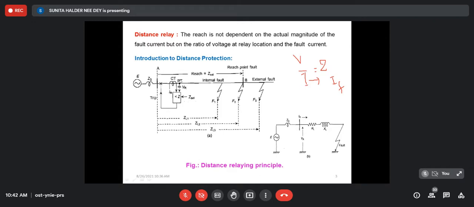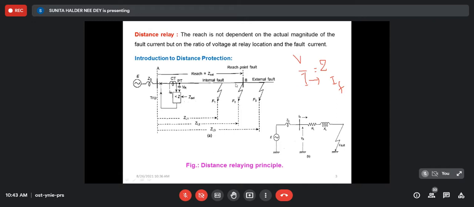Similarly, when it is not operating for any fault, say near to B up to a certain distance, that means it is unable to identify the fault within its reach. That is why it is called underreach. So it is supposed to provide protection for a 200-kilometer line, but it is giving protection for only a 150-kilometer line. So beyond 150 kilometers, it is in the underreach condition. On the contrary, if it is designed to provide protection for a 200-kilometer line, but it is sensing the fault beyond 200 kilometers, say at 250 kilometers, that means the relay has overreached.